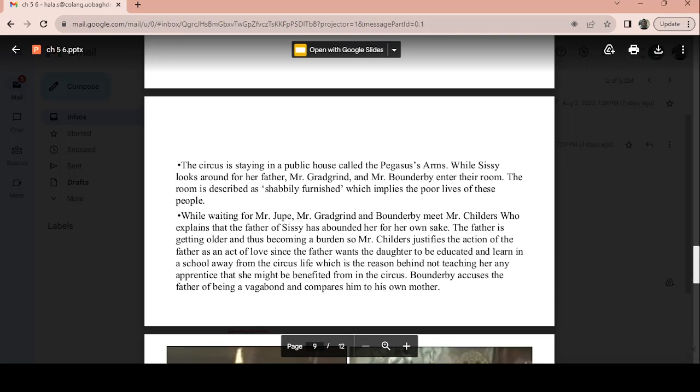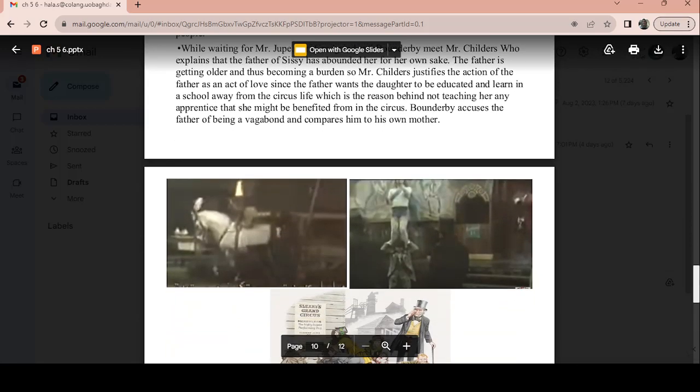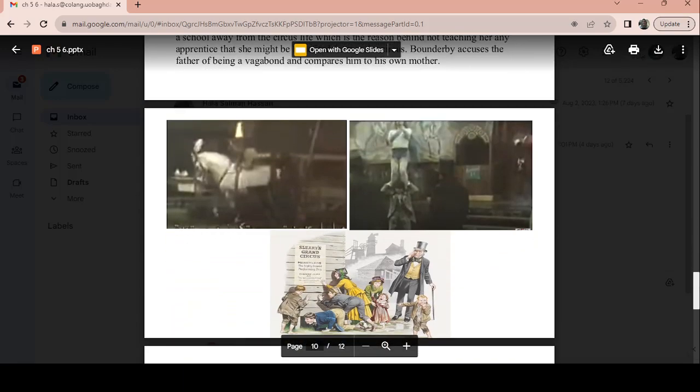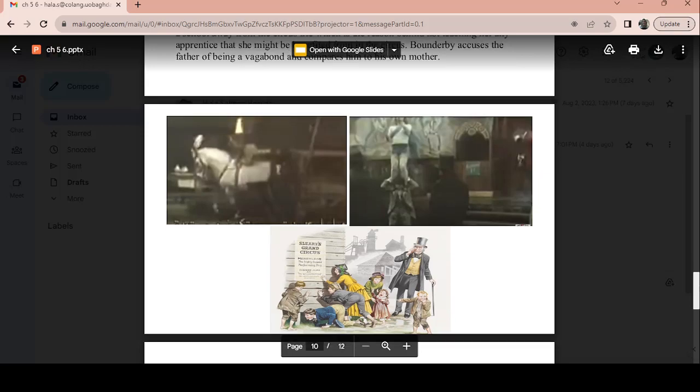Bounderby accuses the father of being a vagabond and compares him to his own mother. So Bounderby did not understand this idea, and that's why he started accusing Sissy's father and telling them that he does not deserve to be loved, and he just left his daughter just like his mother had left him. We also have some pictures which show the circus, taken from the movie.